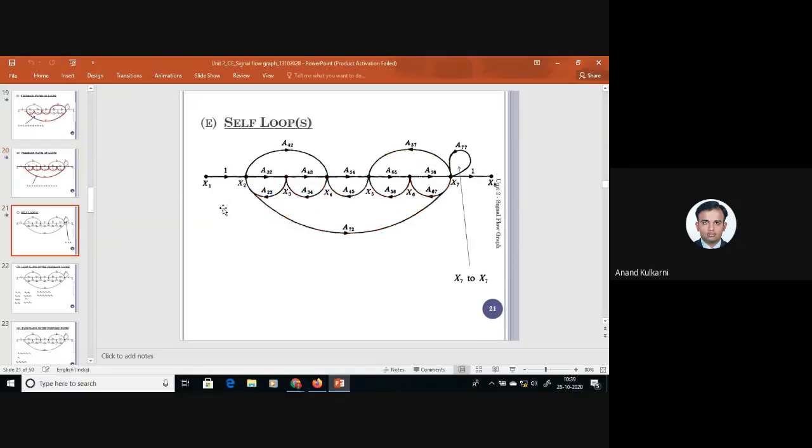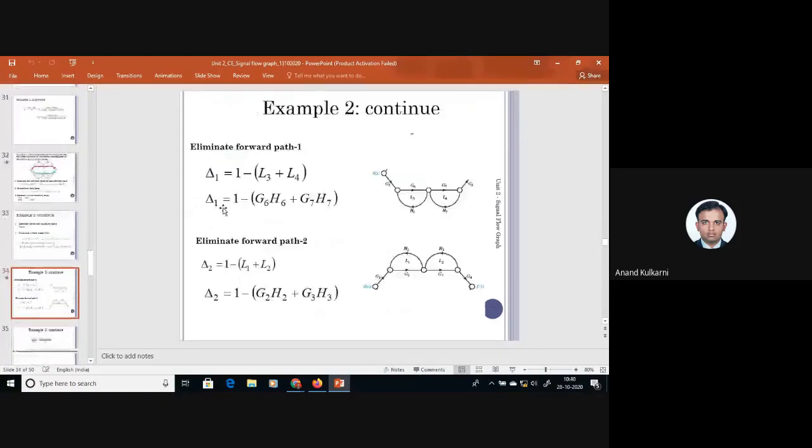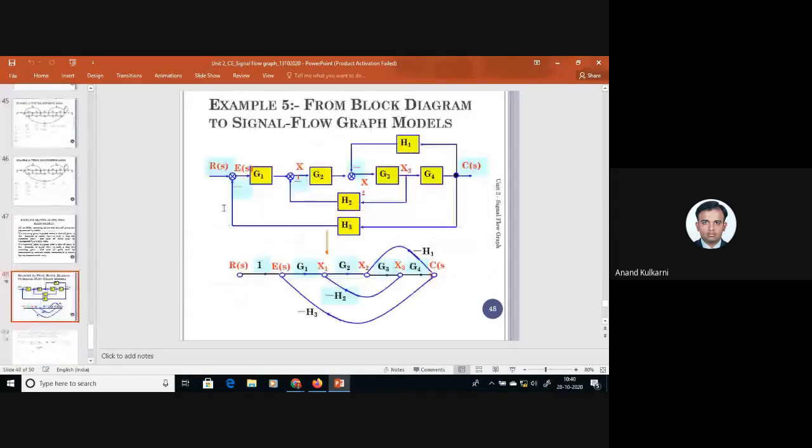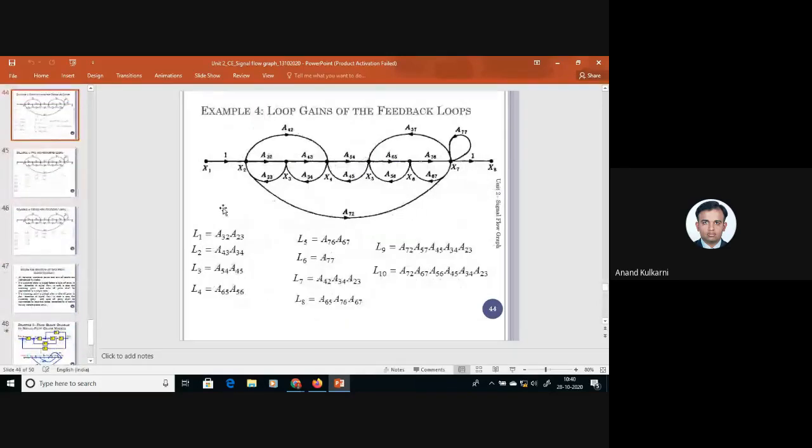So with this, we have not gone to those loops where that line is passing that loop more than once. Is it clear?